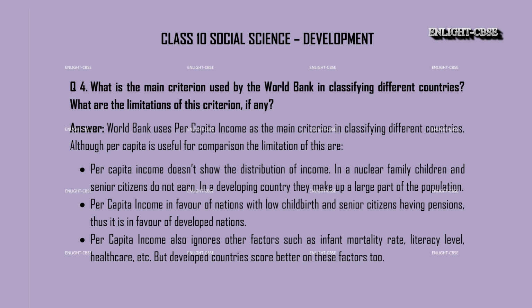Per capita income is in favor of nations with low childbirth and senior citizens having pensions, thus it is in favor of developed nations. Per capita income also ignores other factors such as infant mortality rate, literacy level, healthcare, etc. But developed countries score better on these factors too.